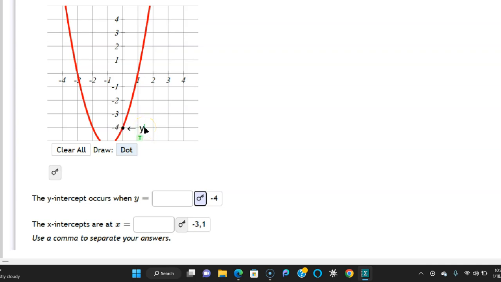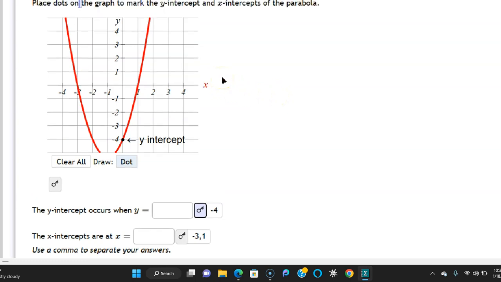This is the y-intercept, because that's where the graph crosses the vertical axis, which is the y-axis. So here, this is the y-axis, recall. And this is the x-axis over here. So x-axis, and again, up here is the y-axis. Remember, it says place the dots on the graph to mark the y-intercept and x-intercepts of the parabola. All right, so that's the y-intercept.